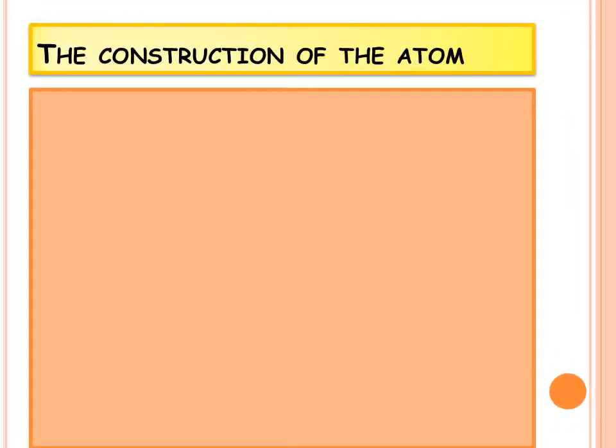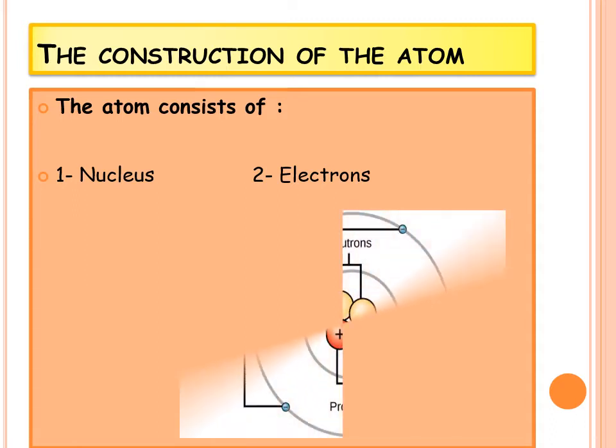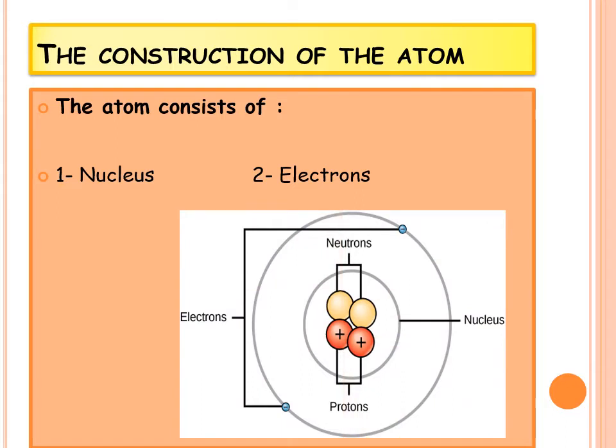Okay, let's talk about the construction of the atom. The atom consists of nucleus and electrons. So the atom consists of two main parts, which are nucleus and electrons. As you see in this picture, the nucleus is in the center of the atom and the electrons revolve or rotate around it. Again, the atom consists of nucleus and electrons.